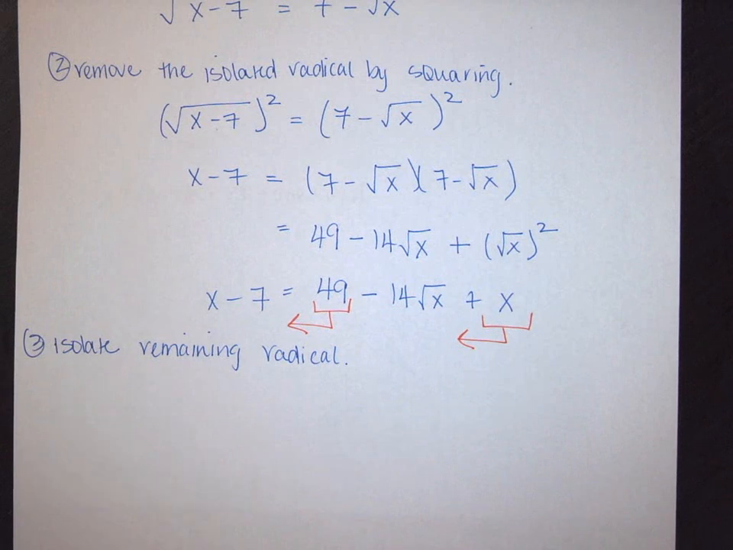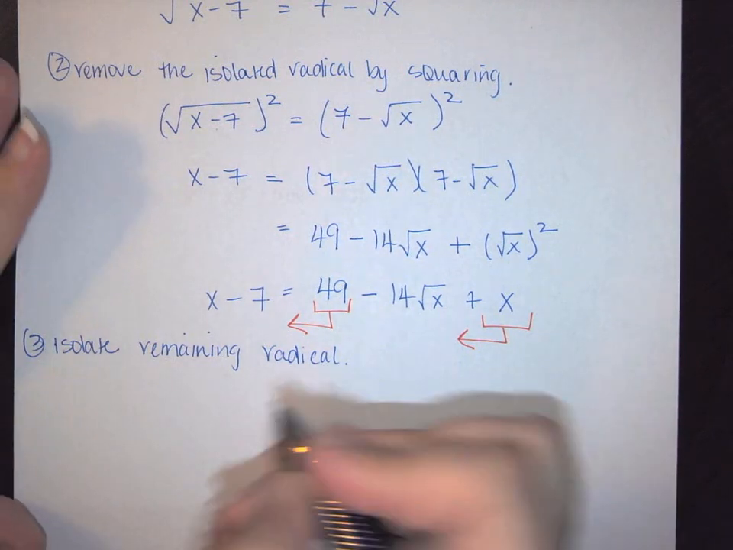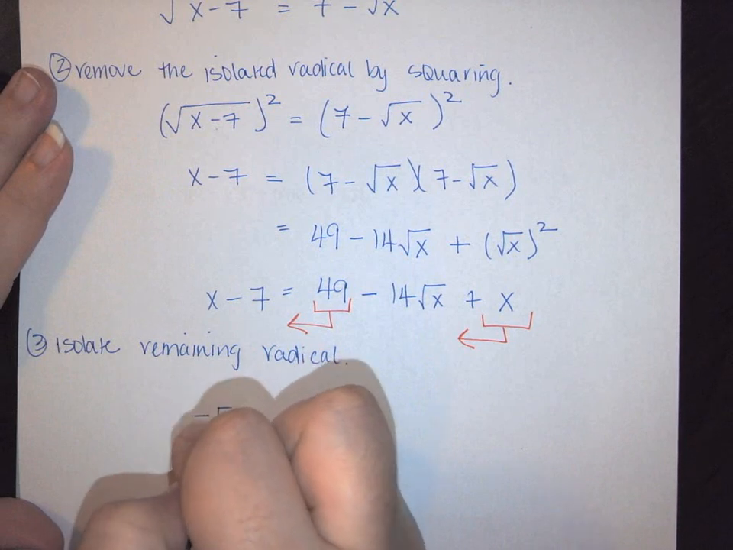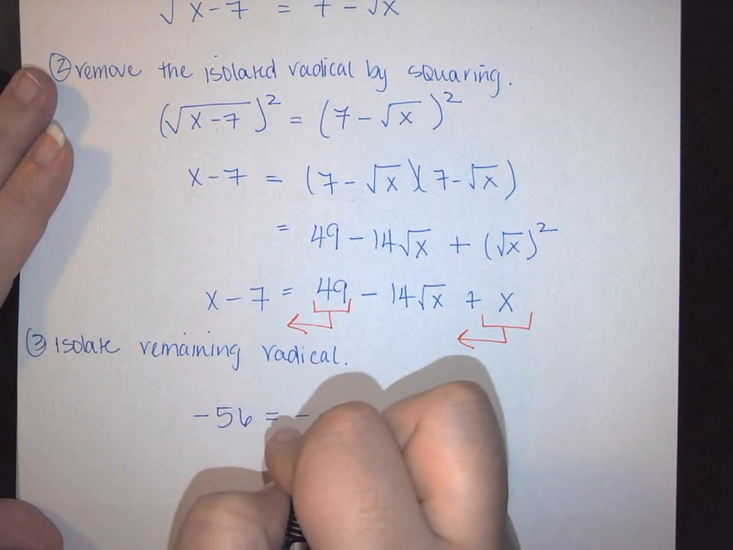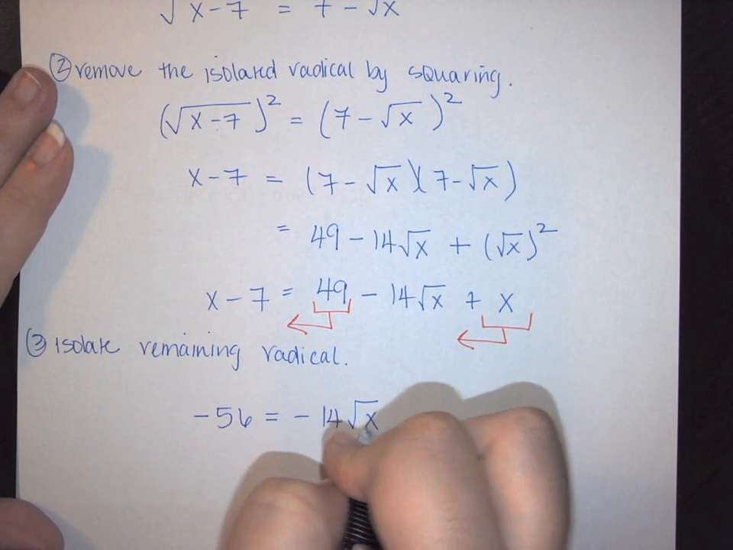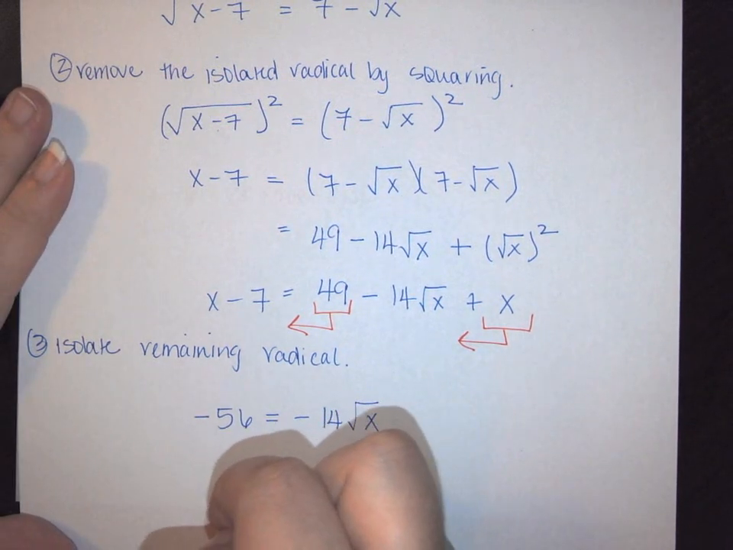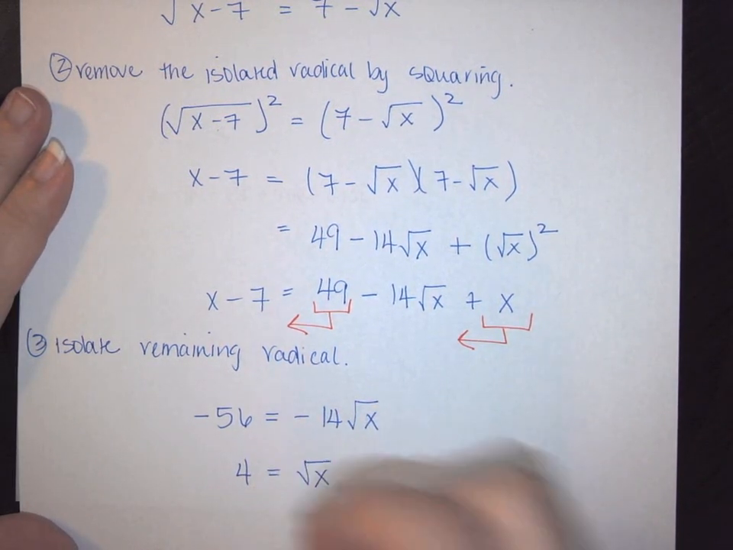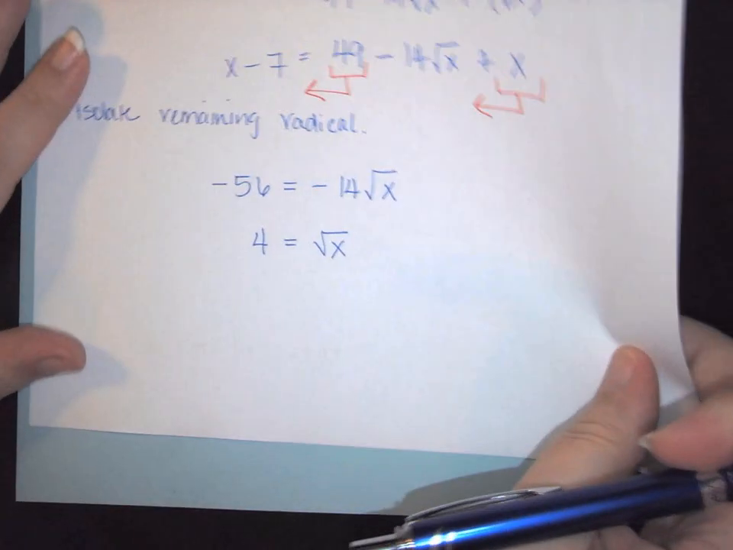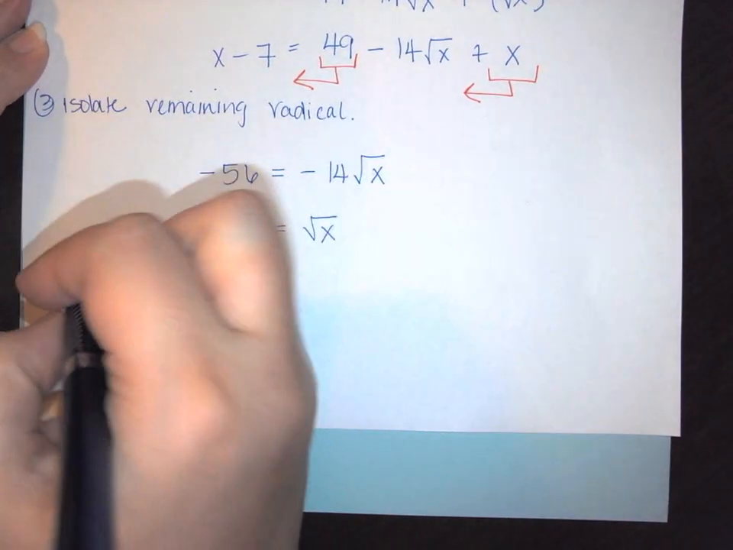So I have negative 7 minus 49, which is going to give me a negative 56. So I have negative 56 is equal to negative 14 square roots of x. I have to divide everything by 14, and so I'm going to end up with 4 is equal to the square root of x.